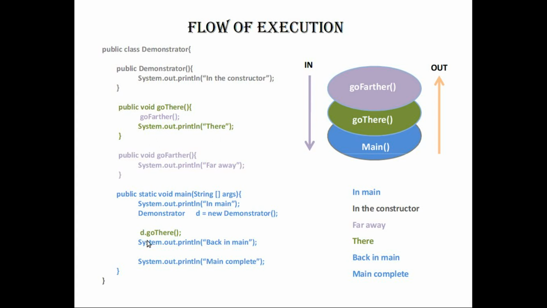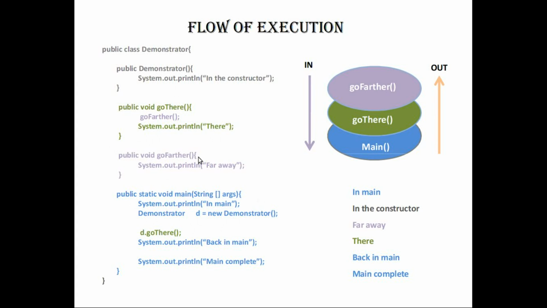To call a static member of a class like main, you actually don't need an instance of the class. And we will see later on that is how the Java virtual machine is able to start our program without first of all creating an object, without first of all calling new. But just know that here we are using d, a reference variable of type demonstrator, to call the go there method, because main is static and main cannot directly access any of these members which are not static.